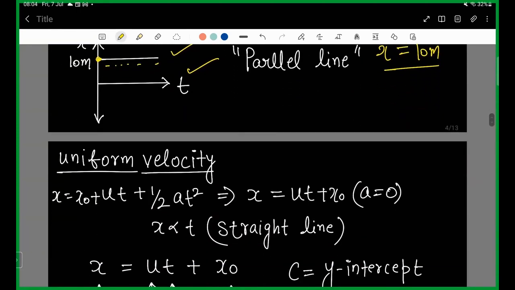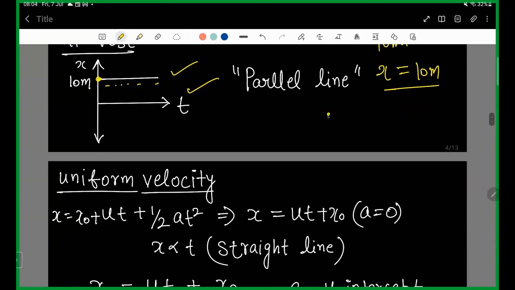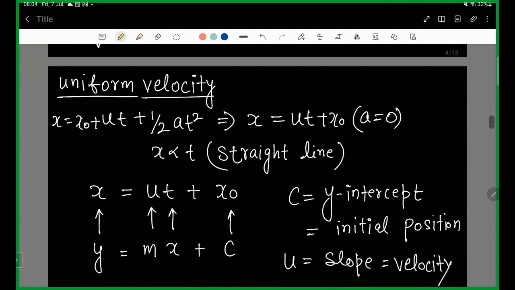Now, if I had said your position is at -10, my graph would be like this. X equals -10. Okay. If your position had been at the origin, then my graph would have been like this. On the origin, I will make a line. Okay. Now, what if you are moving with uniform velocity? How will your position versus time graph look?